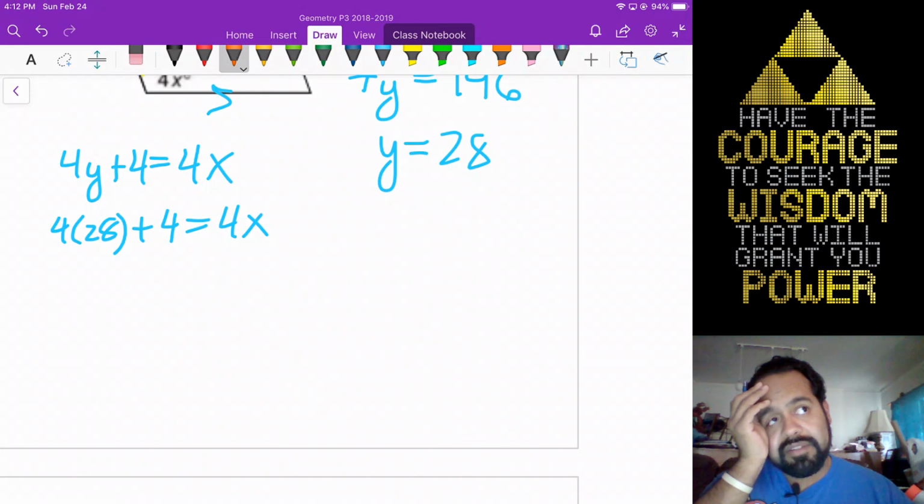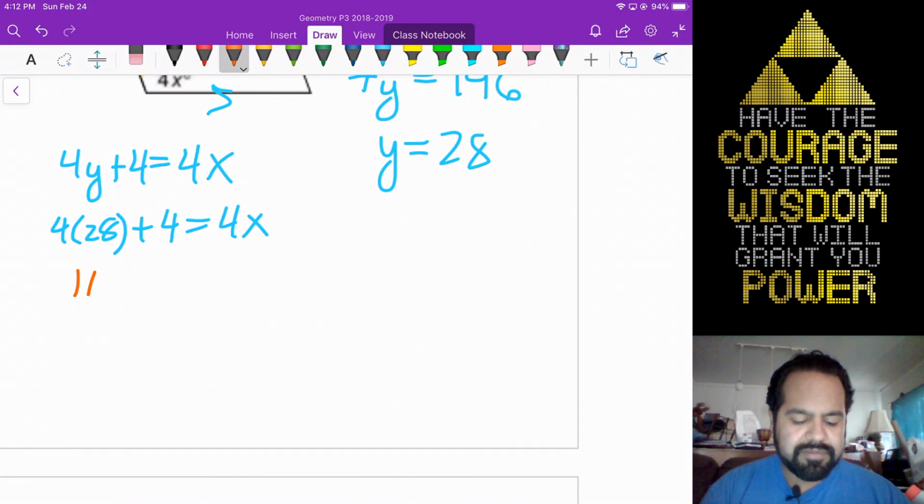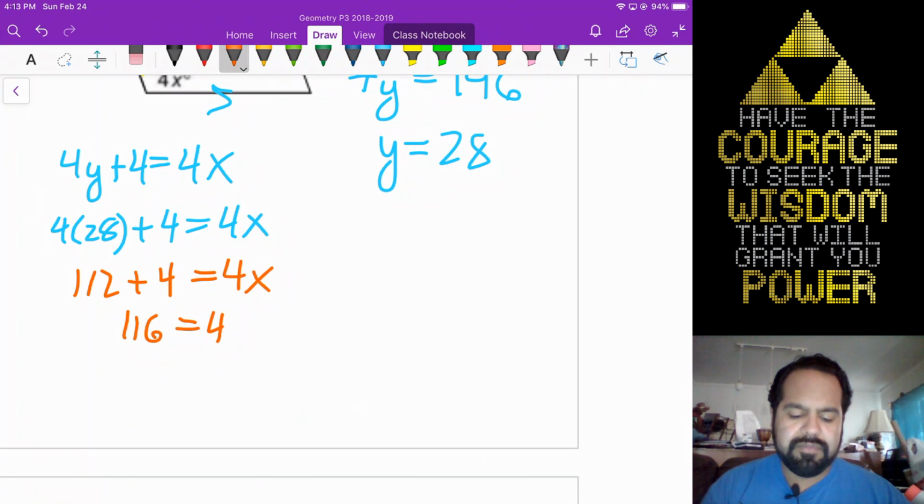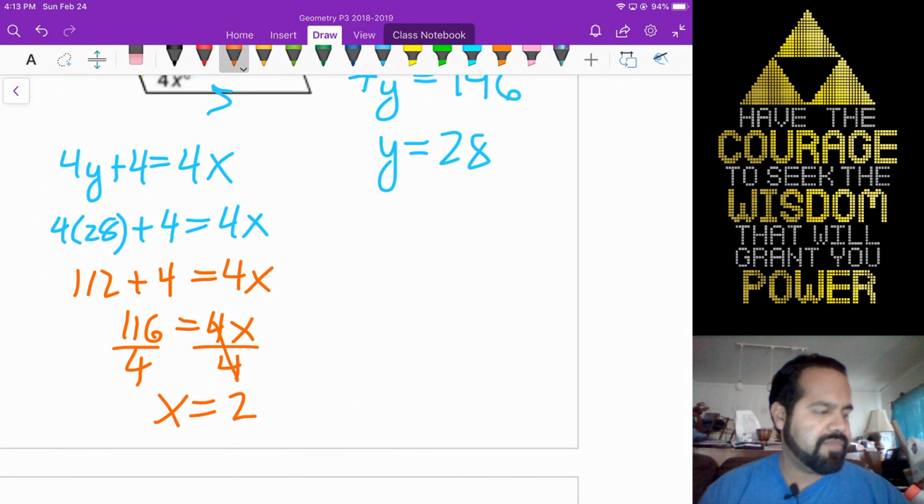So that's going to be 3, 9, 12. 112 plus 4. So 116 equals 4x. So then x equals, this is going to be a long 9, 4, 8. So that's the remainder of 3, 9, 29.